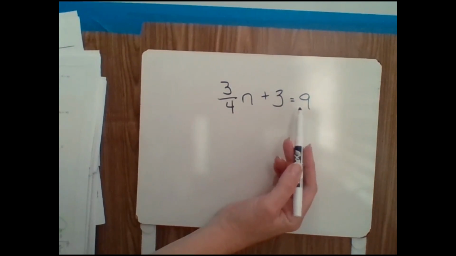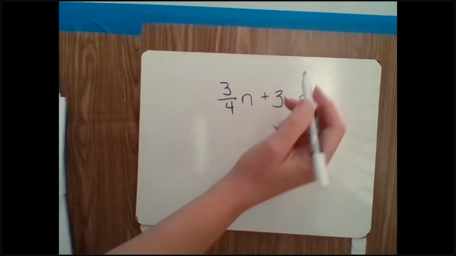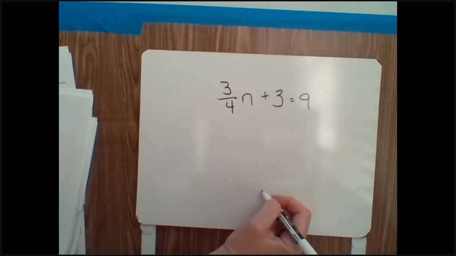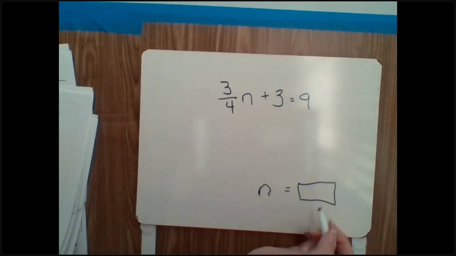Okay, so this is our problem. 3/4 n plus 3 equals 9. So again, when I'm all finished, I want to have n on one side of the equal sign and all of my numbers on the right side.